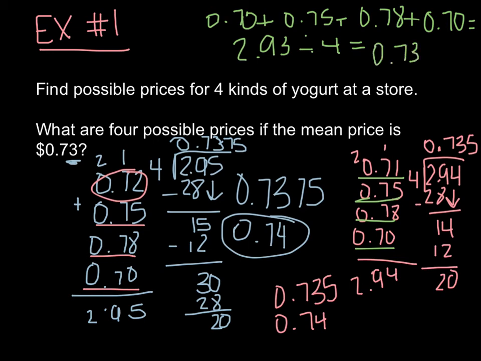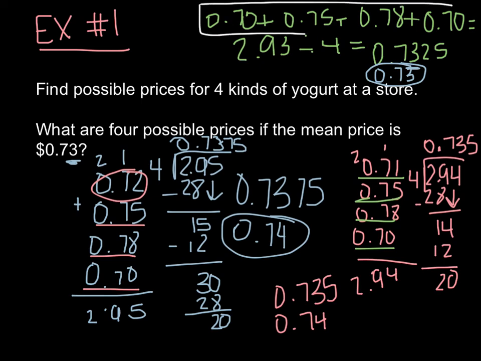Well, we get 7,325 ten-thousandths. But when we round to the nearest hundredth, it stays the same, so we get 73 cents. So our four possible prices were these four up here that we just tried: 70 cents, 75 cents, 78 cents, and 70 cents. As you see, there's just a lot of trial and error with these questions.